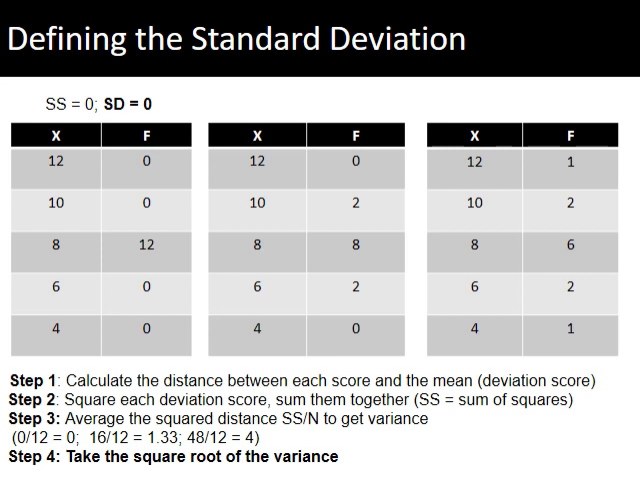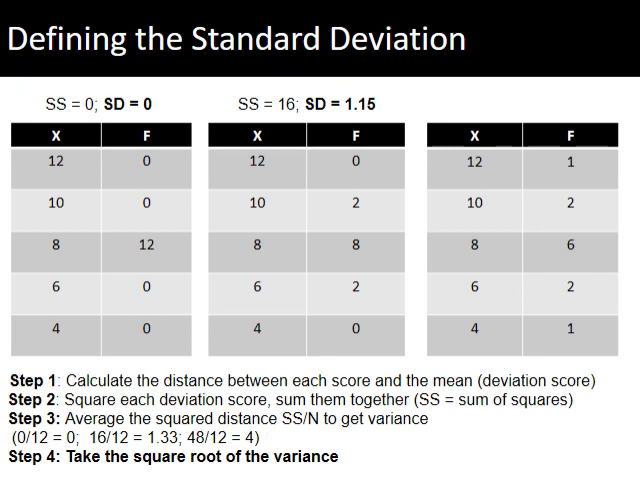Okay, so the sum of squares is described above each distribution here. The one on the left, the sum of squares was 0, variance was 0, therefore standard deviation is 0. In the middle one, the sum of squares was 16. We divide 16 by 12, we end up with 1.333. If we take the square root of 1.333, we end up with 1.15, so the standard deviation is 1.15. That would be the average distance between any given score and the mean for this distribution.